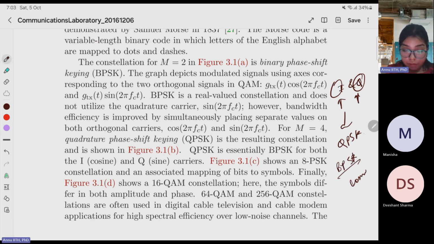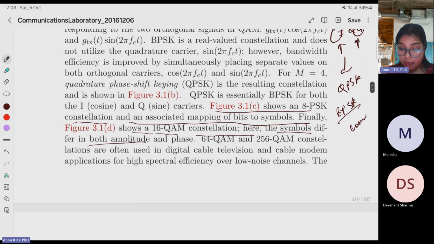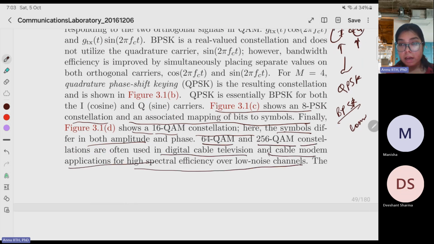Okay. And this figure 3.1 shows the 8PSK constellation and the associated mapping of bits to symbols. Finally, this shows the 16QAM constellation. The symbols differ in both amplitude and phase, which means quadrature amplitude modulation. So 64 and 256 QAM constellations are often used in digital cable television and cable modem applications for high spectral efficiency over low noise channels. Remember what type of modulation we use in digital cable television and cable modems.